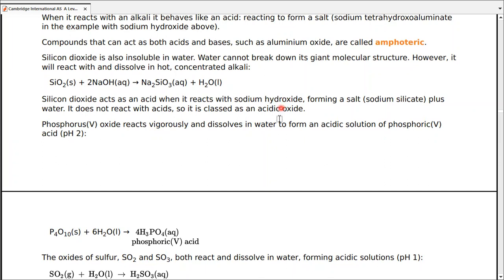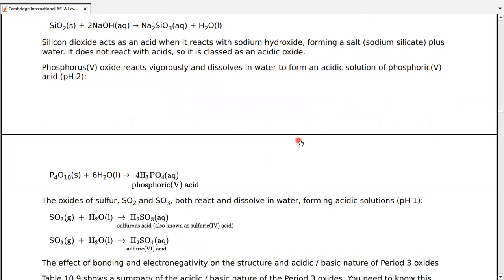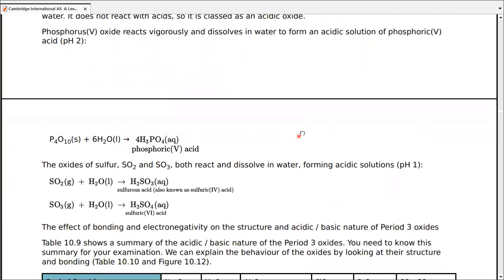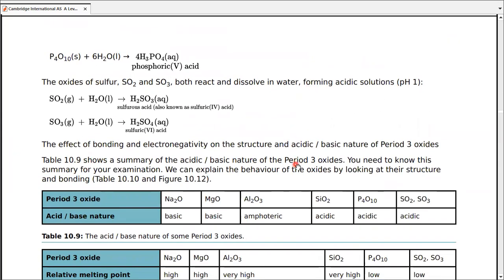It does not react with acid, so it is classed as an acidic oxide. That's what I was trying to say earlier. So phosphorus(V) oxide reacts vigorously and dissolves in water to form a solution of an acid, phosphoric acid. The oxides of sulfur also form acids: sulfurous acid, also known as sulfuric(IV) acid, and sulfuric(VI) acid to be exact, with systematic names.